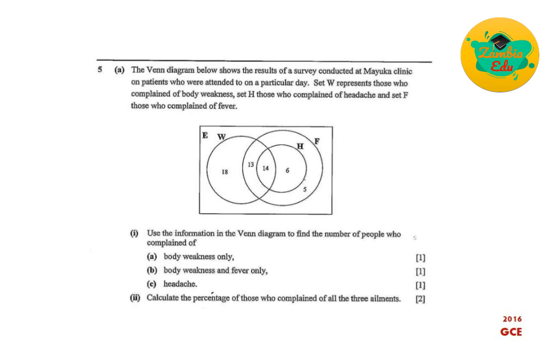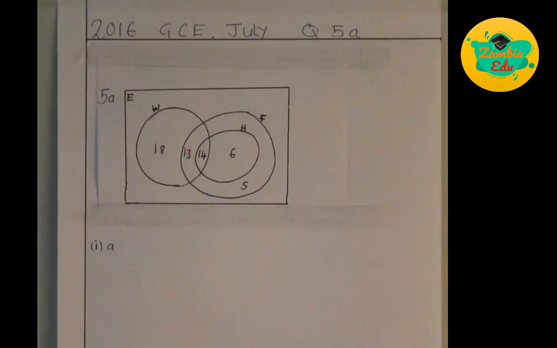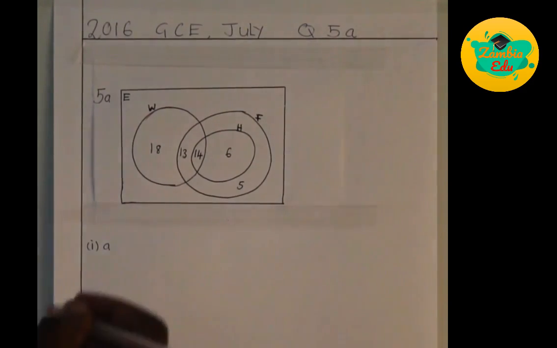So I begin reading ahead of you. The Venn diagram below shows the results of a survey conducted at Mayuka Clinic on patients who were attended to on a particular day. Set W represents those who complained of body weakness. Set H represents those who complained of headache, and set F represents those who complained of fever. Okay, so question 5A.